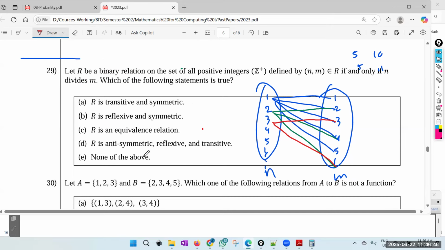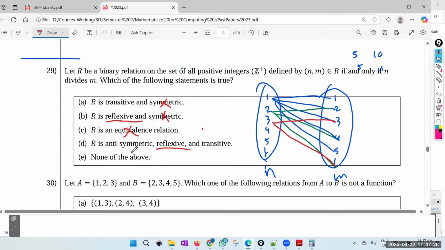So therefore I'll definitely go for reflexive. Can I say symmetric? If 2 divides 4, does 4 divide 2? No, right? Maybe 3 divides 9, but 9 doesn't divide 3. So therefore I'll not go for symmetric. Because it is not symmetric, I will not go for equivalence.